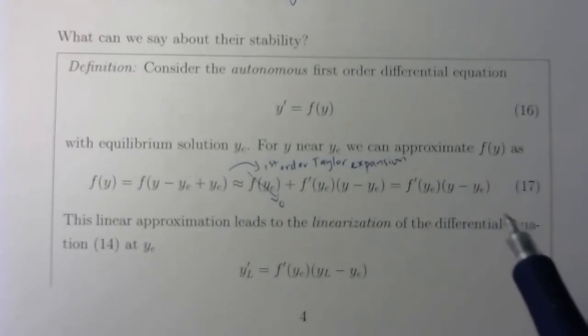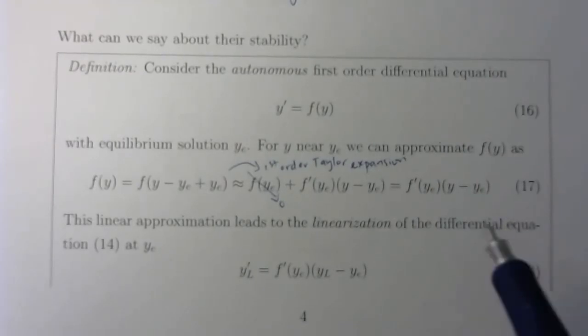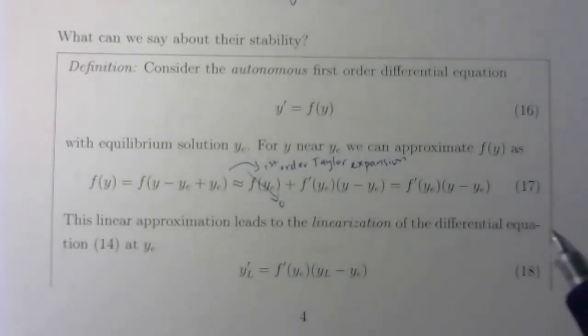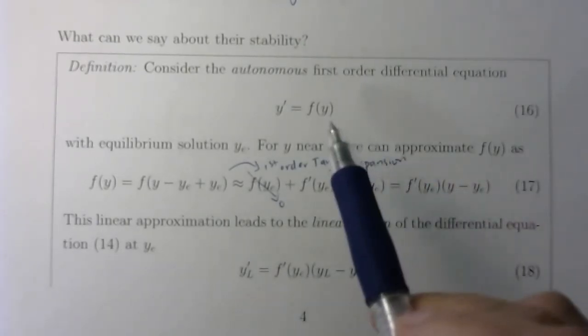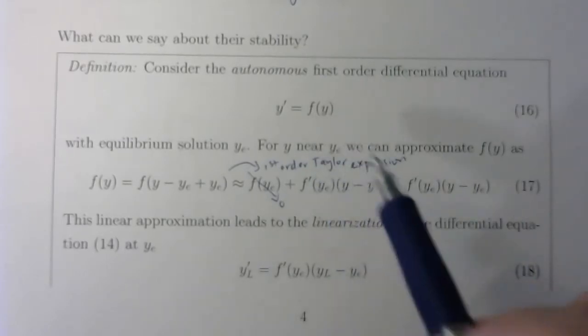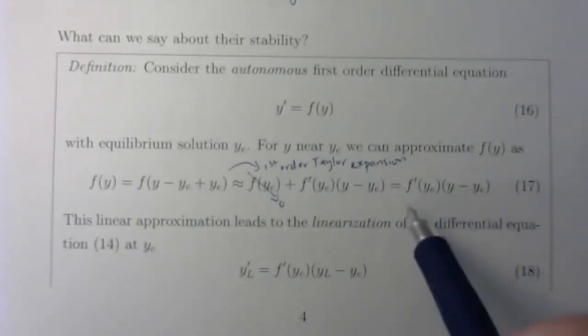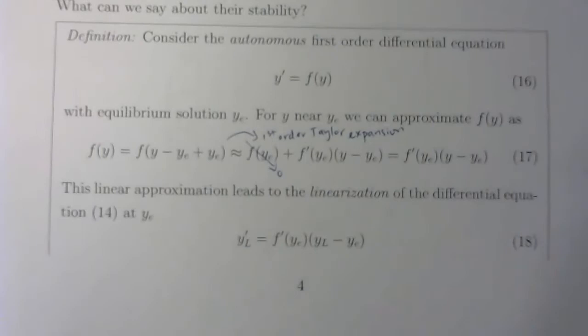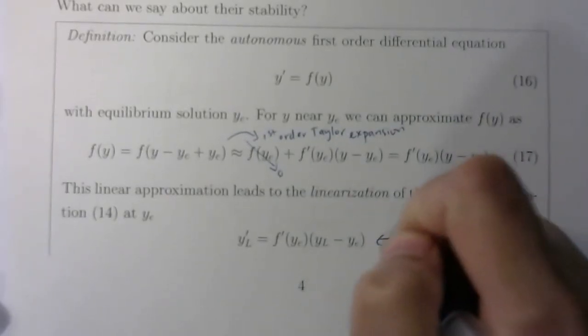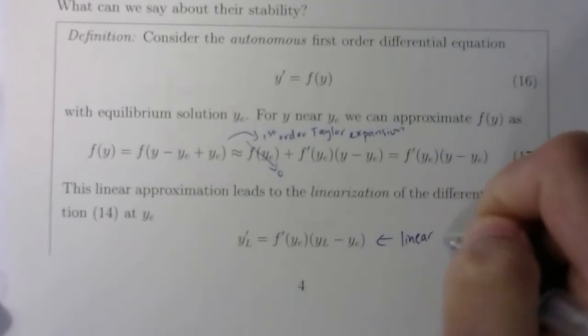So this linear approximation can be used to write this differential equation really as a linear differential equation. The right-hand side is approximately this, and this is a constant. So this is literally just a linear differential equation. This is why it's called linearization.